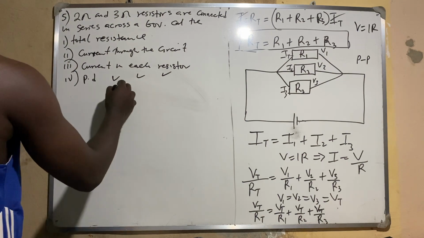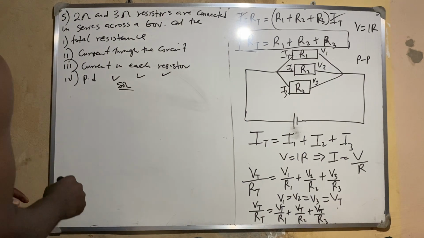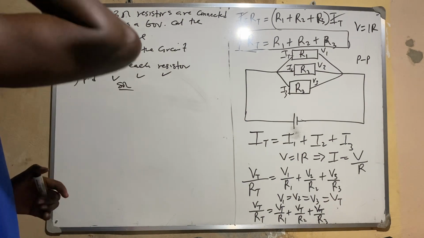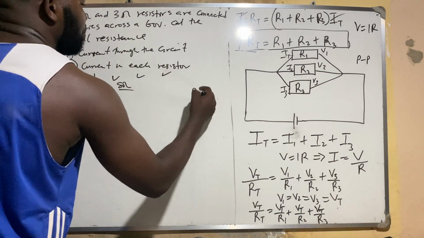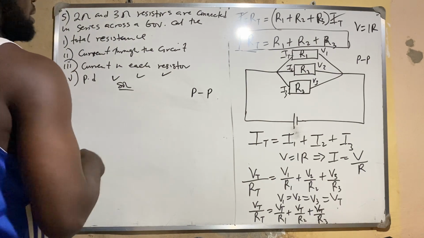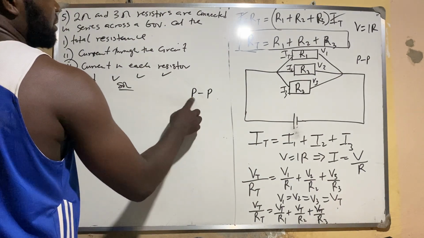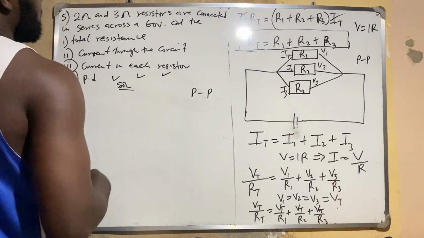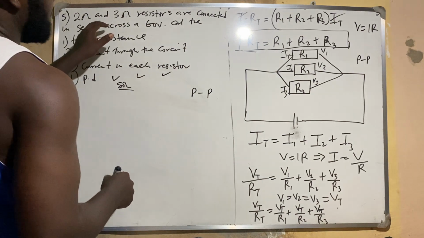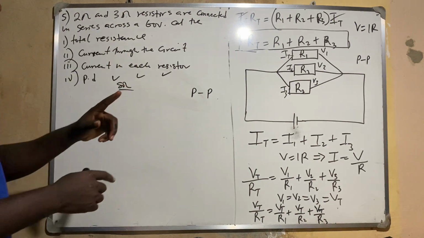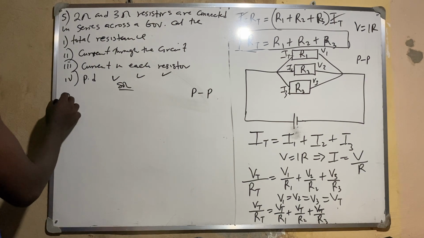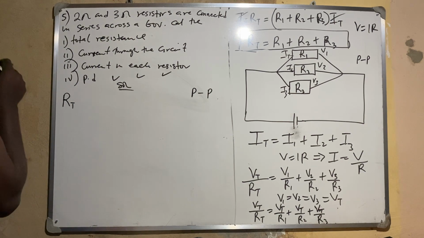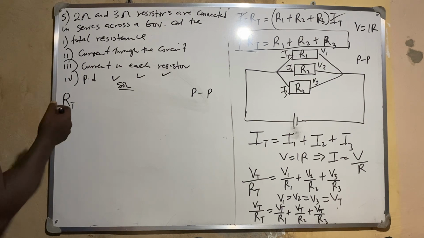Okay, solution. Don't forget, whenever you hear that something is in either series or parallel, the first thing that should come to your mind is P to P. What's the meaning of P to P? In a parallel arrangement, the potential differences are the same. Since it is a series arrangement, the potential differences are not the same, but the charge must be the same. So what's the first thing to get? Your resultant resistance, or the total resistance.